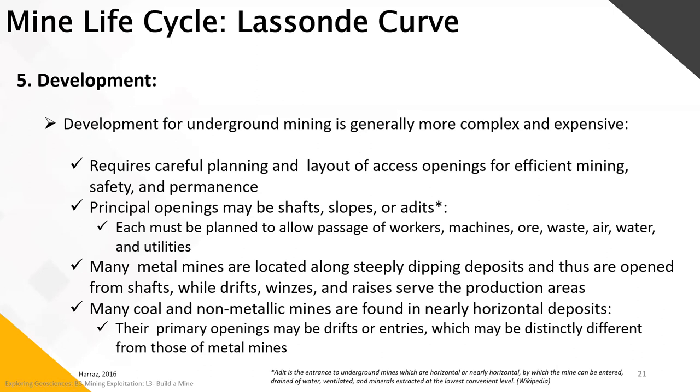So it's important to understand that each opening must be planned to allow passage of workers, machines, ore, waste, air, water, and utilities. Many metal mines are located along steeply dipping deposits and thus are opened from shafts, while drifts, winzes, and raises serve the production areas. Many coal and non-metallic mines are found in nearly horizontal deposits, and their primary openings may be drifts or entries, which may be distinctively different from those of metal mines. So the concept and the architecture of a mine is also directly related to what kind of ore we are going to mine.